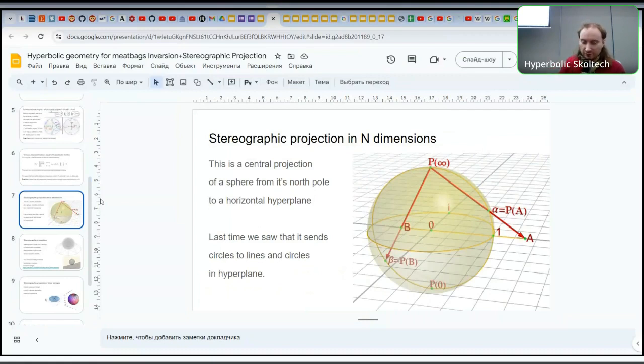So stereographic projection, what it is, this is what we defined last time.